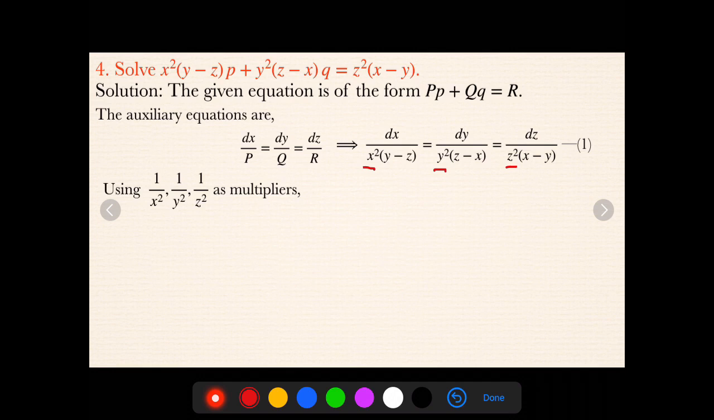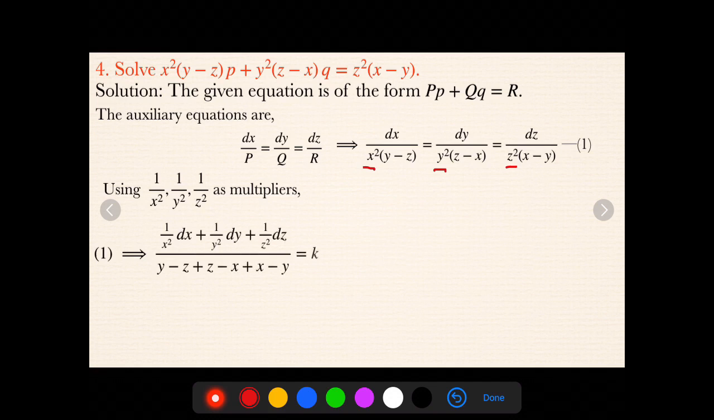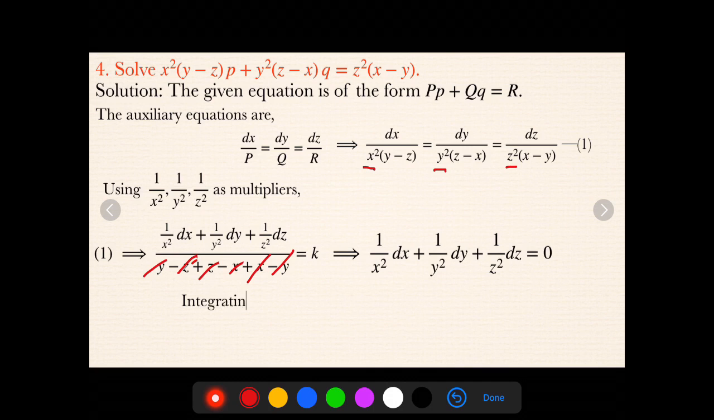x square, y square, z square is there, so go with 1 by x square, 1 by y square, 1 by z square. So x square, y square and z square cancel. So here plus y minus y, plus x minus x, z and z get cancelled. So that 1 by x square dx, 1 by y square dy, 1 by z square dz is equal to 0.